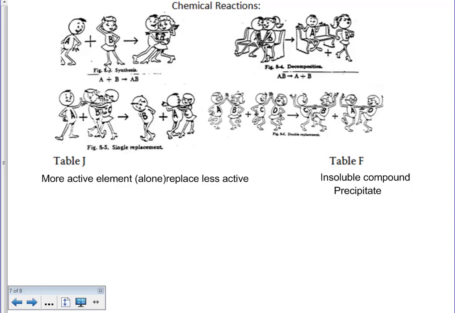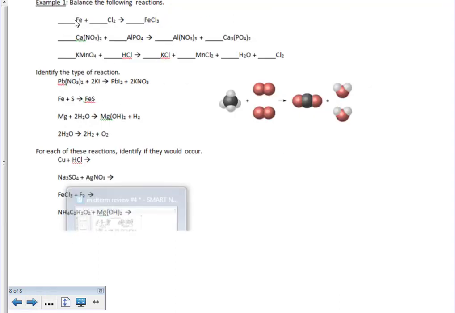The other two here we have are synthesis, remember, A plus B producing AB, or decomposition, which is AB breaking down to produce A plus B. The other part of this that we have to look at is balancing equations. So looking at equations, we want to make sure that we start and end with the same amount of each thing. The biggest part here is that we want to show the conservation of mass, energy, and charge.